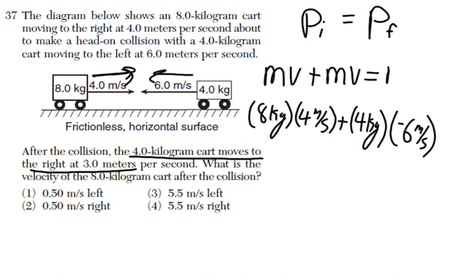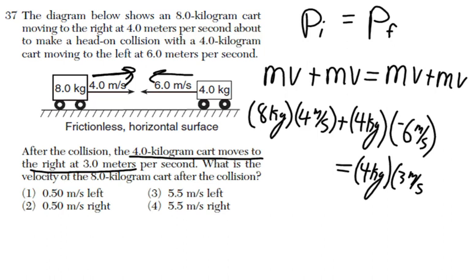So afterwards we have two carts. It's going to be mv plus mv, two separate momentums. The 4 kilogram cart is moving to the right at 3 meters per second. So for our second half of the equation, we've got the 4 kilogram cart moving at 3 meters per second. Notice I leave the 3 as positive, because we said that to the right is going to be the positive direction. What is the velocity of the 8 kilogram cart after the collision? So, plus the second momentum is the 8 kilogram cart moving at an unknown velocity v.